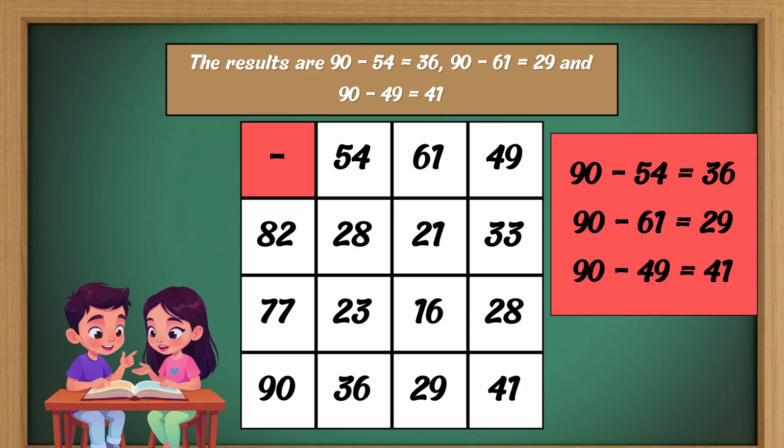The results are 90 minus 54 equals 36, 90 minus 61 equals 29 and 90 minus 49 equals 41.